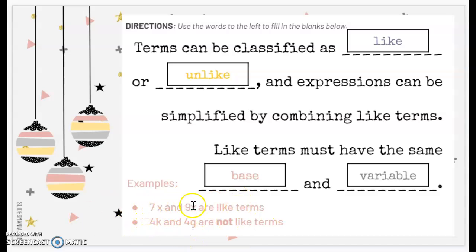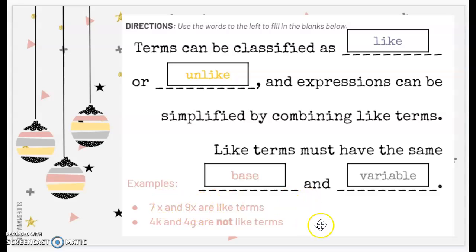So we have 7x plus 9x. They're the same because they both have that variable. That's the same, that x. If you look at 4k plus 4g, they are not like terms because that variable, the letter, is different. So again, it doesn't matter if the number is the same or not, because that coefficient is attached to the variable, the letter. They're looking to see if the variables, the letters, are the same. So even if your numbers like 7 and 9 are different, that variable is the same.